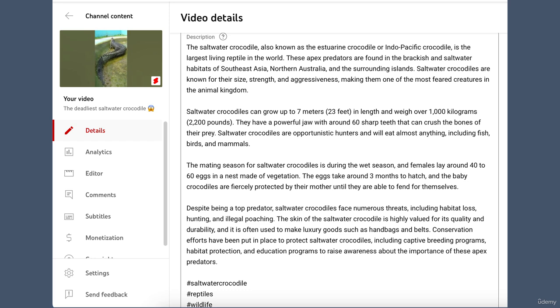So then guys, by following these steps, you can effectively include tags in your YouTube videos to improve their discoverability and increase their chances of appearing in relevant search results. It doesn't matter what kind of channel you create, this is relevant for all niches.